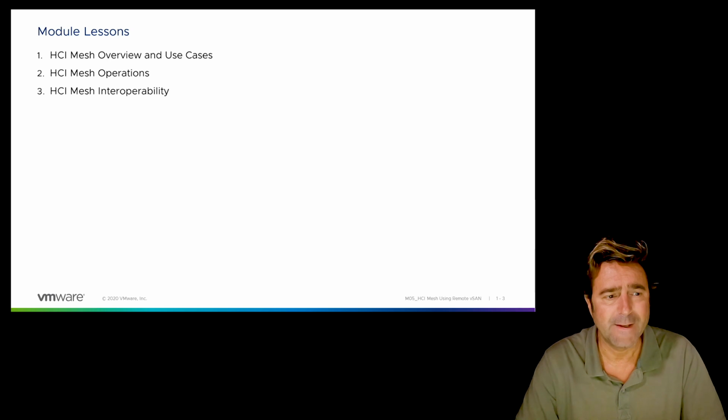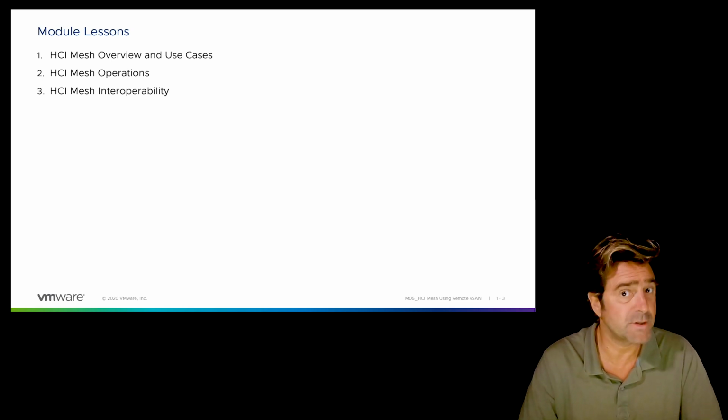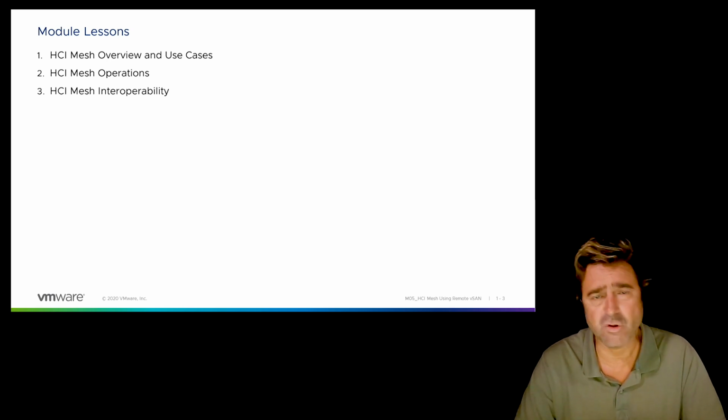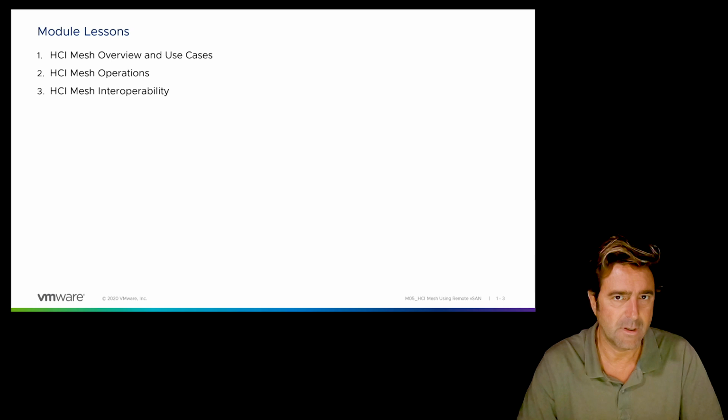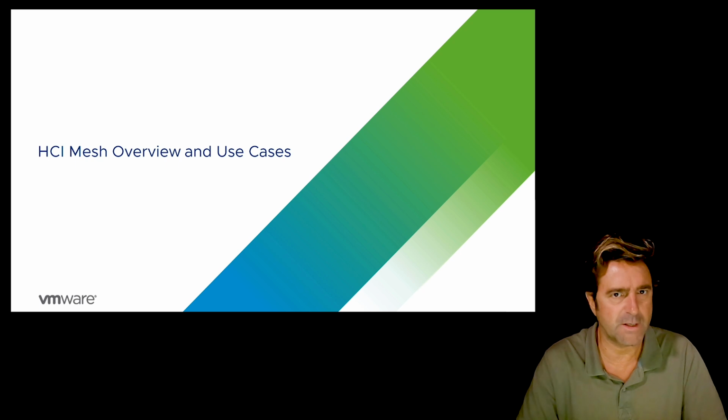The first one is simply called HCI Mesh Overview and Use Cases. The second one is the one that shows you how to mount the vSAN data store. And lastly, we talk about how this is or is not compatible with other features of vSphere. So we're going to be talking about the relationship between HCI Mesh and HA, DRS, vMotion, and storage vMotion. So let's start with the first lesson.